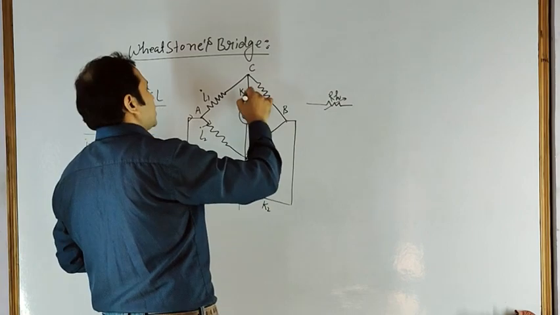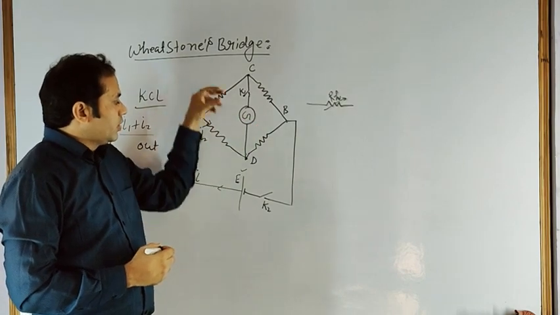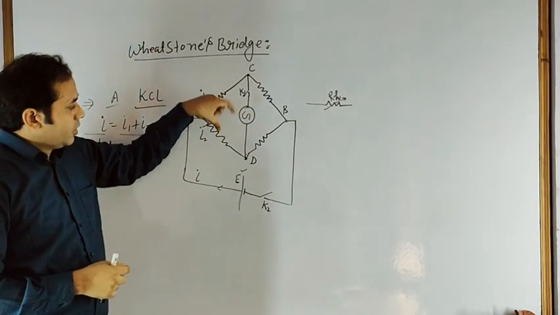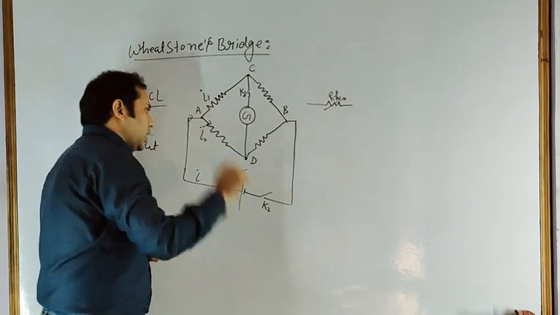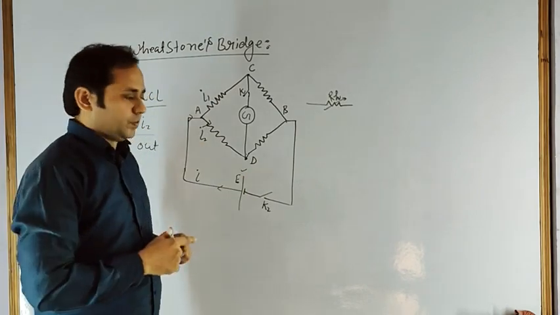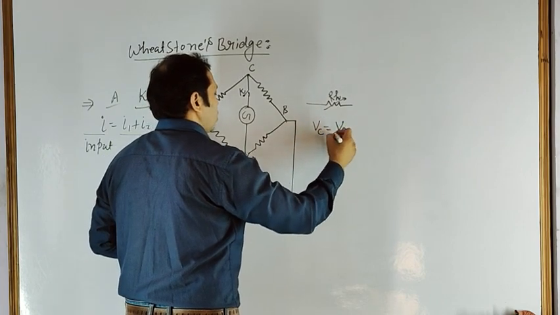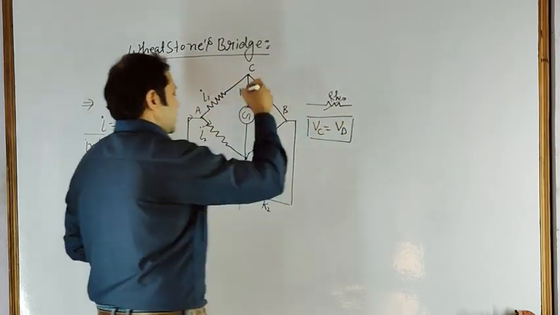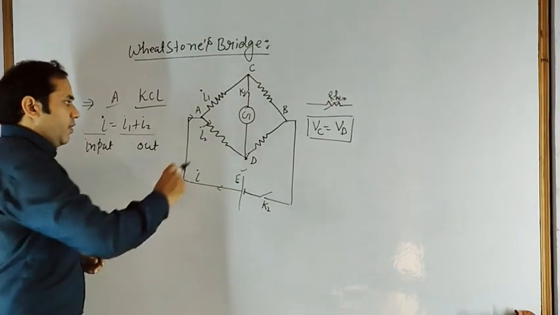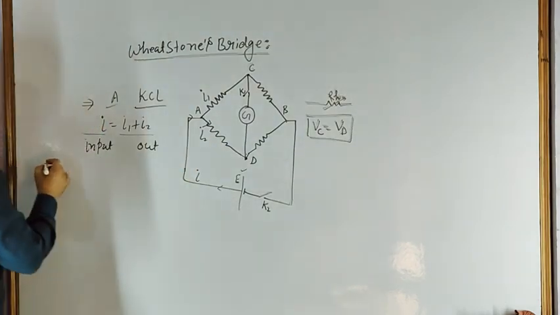So if there is no deflection in the current, what is the principle behind the Wheatstone bridge? There will be no deflection of the galvanometer needle if and only if the potential of point C and the potential of point D are the same, because at the same potential there will be no potential difference between C and D, and hence there will be no current in the galvanometer.